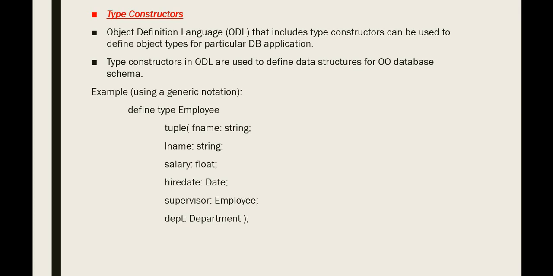Let's see the example below. Here we have a type employee, and the type constructor here is tuple. That means the values are represented in tuple format, that means in a row. In the first row, we can have the first name in string type, then the last name in string. Salary is float. Hire date is date. And then we also have another field, that is supervisor is employee, and the department.